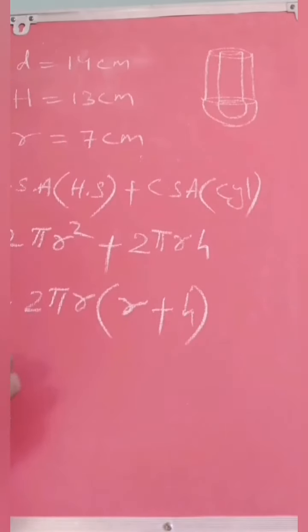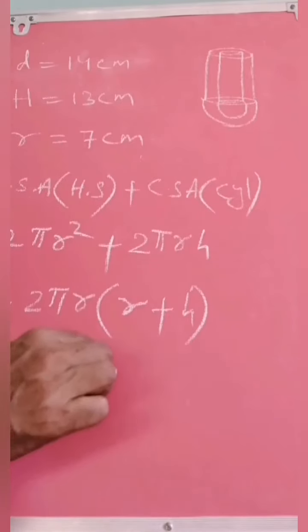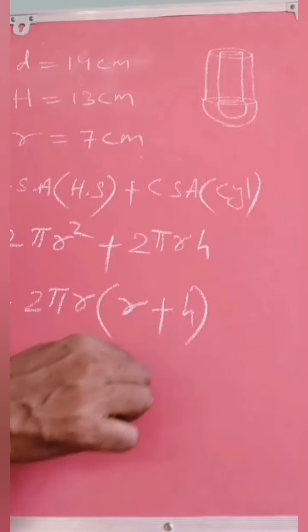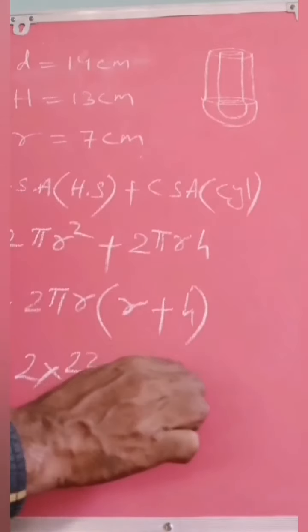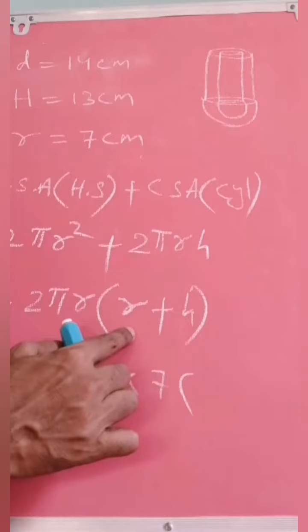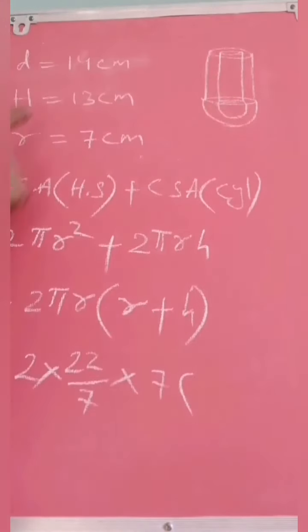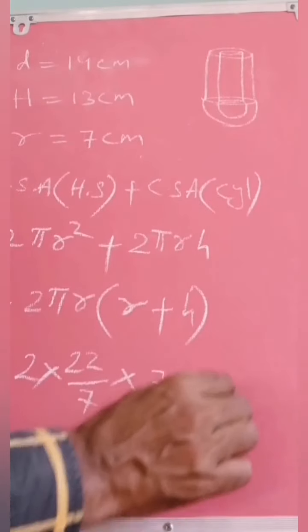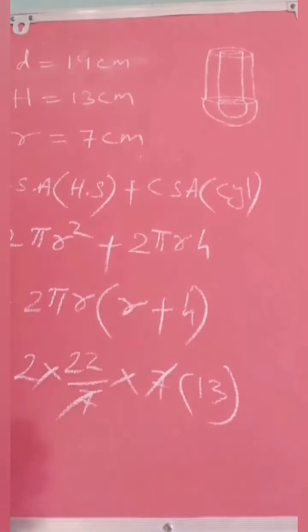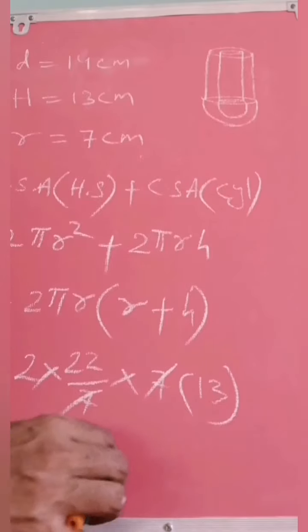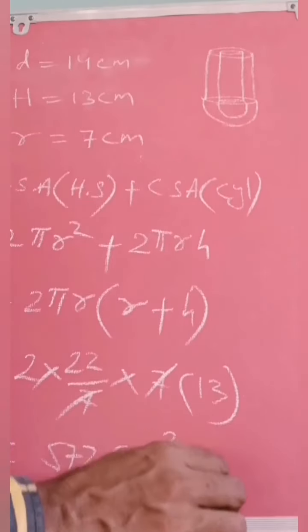That implies 2 into π, for which you can take the value 22 by 7. The radius is 7, and r plus h, the radius plus the height of the cylinder, is the total height of the solid, that is 13. So the 7 gets cancelled. It is 44 into 13, which is 572 cm². Okay.